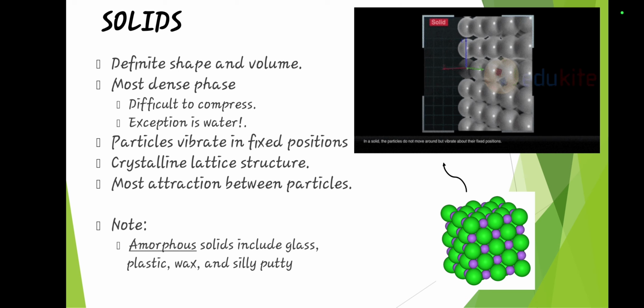So meaning to say, when we say solid, it has a definite shape and definite volume. If we're trying to figure out an example of a solid, you can literally describe its shape and volume. And it is the most dense phase. Why? Because it is very difficult to compress. The exception to that is water.